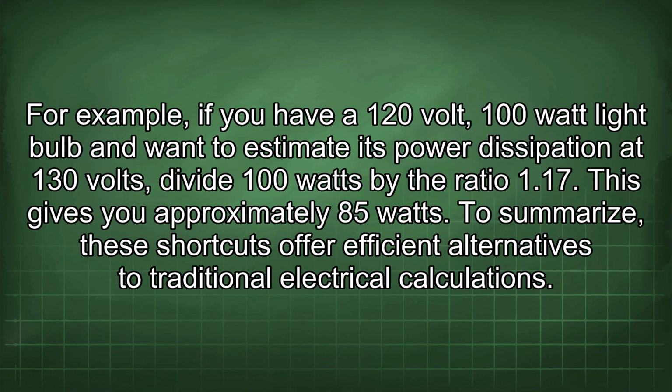For example, if you have a 120 volt, 100 watt light bulb and want to estimate its power dissipation at 130 volts, divide 100 watts by the ratio 1.17. This gives you approximately 85 watts.